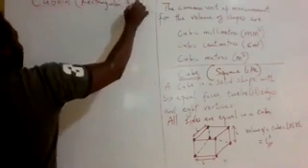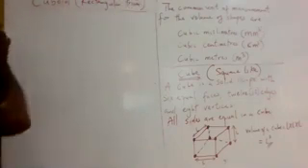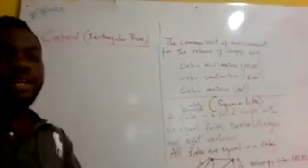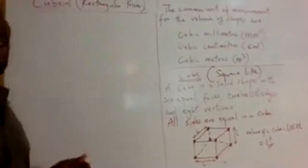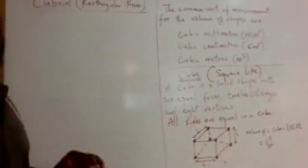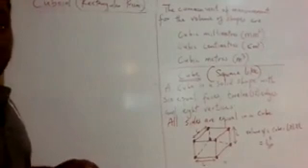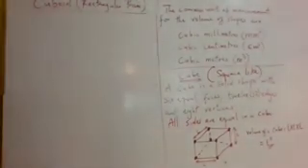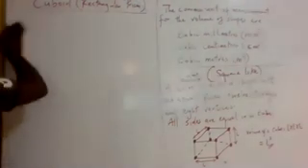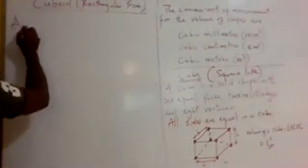Your cuboid is similar to your cube. The only difference between a cuboid and a cube is that a cuboid looks like a rectangle. Your cube looks like a square, and your cuboid looks like a rectangle. So it's the same thing, definitely the same definition.